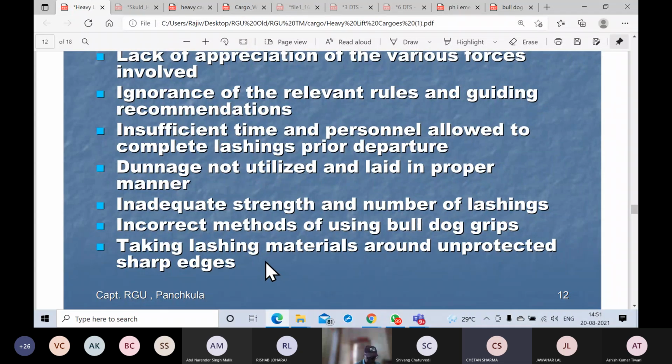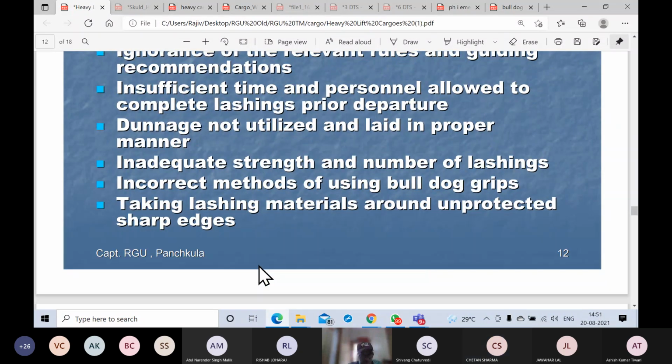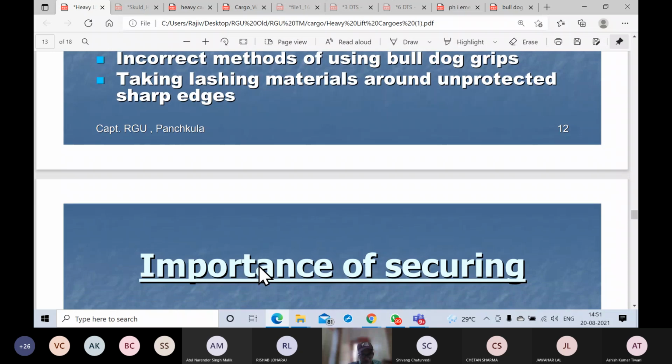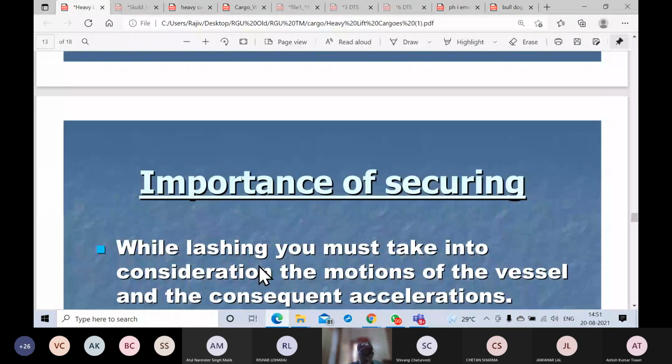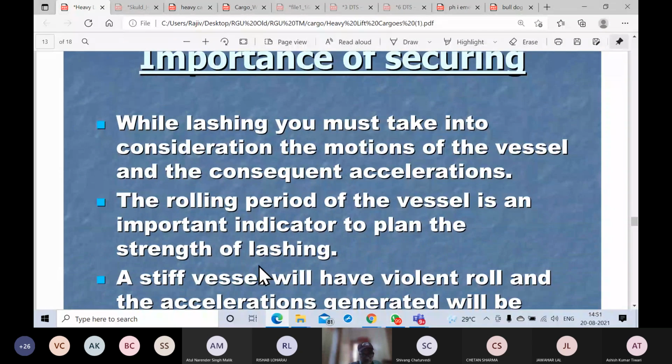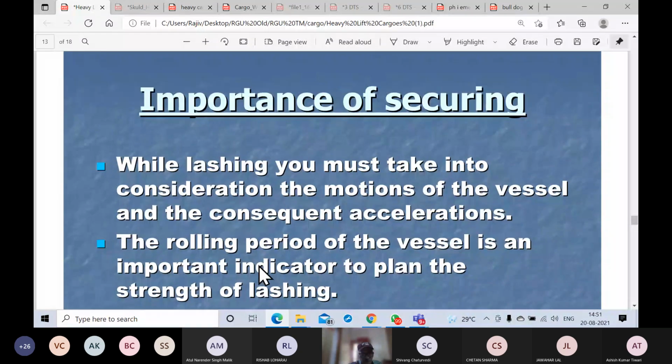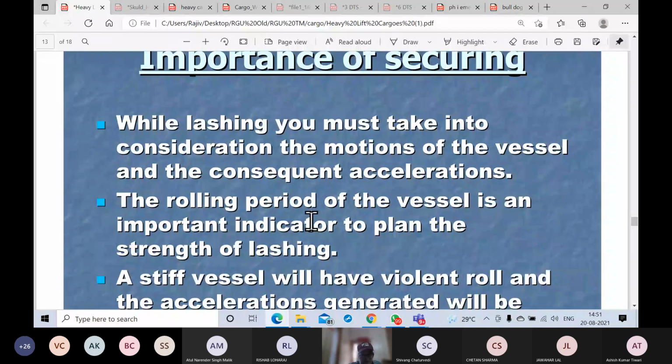A very important point is here: incorrect method of use of bulldog grips. When you are using lashing material or when you are considering lashing, you have to take into account the motion of the vessel and consequent accelerating forces, the rolling period, for deciding how much strength of lashing.